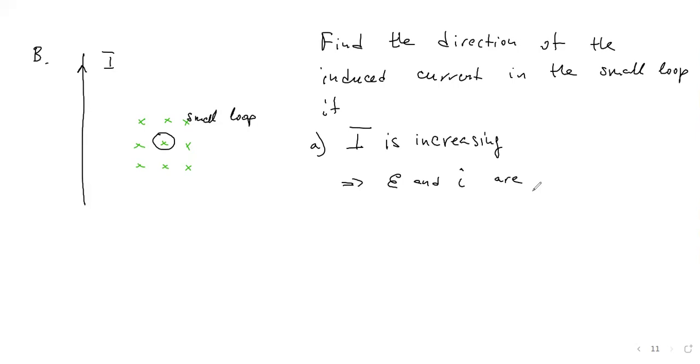Clockwise or counterclockwise? You increase current, meaning that you increase the external field. How can you fight back? To fight back, you want to create the induced field going the opposite way, so out. So then it's going to be counterclockwise.